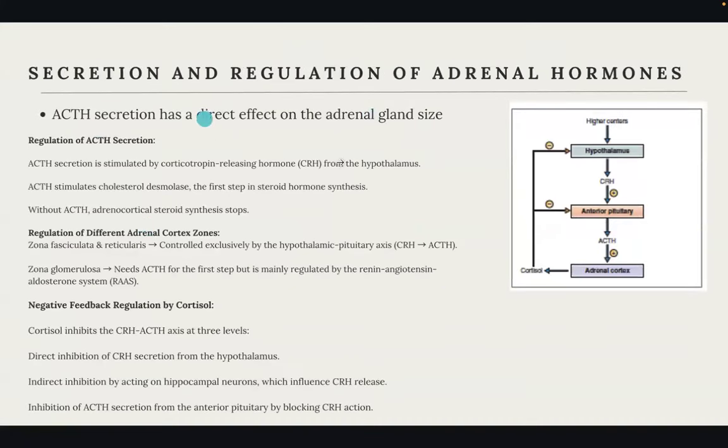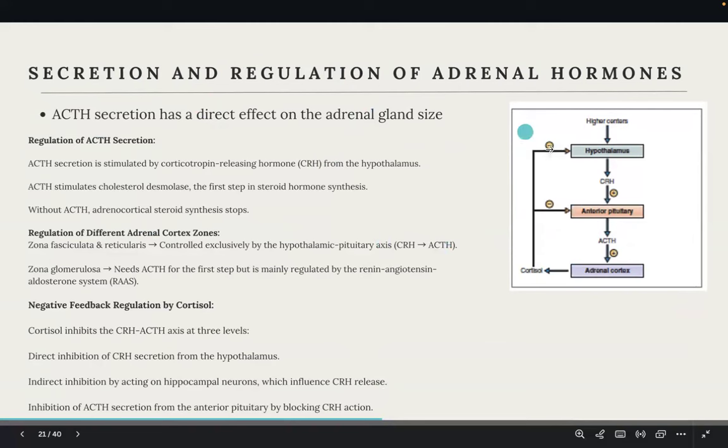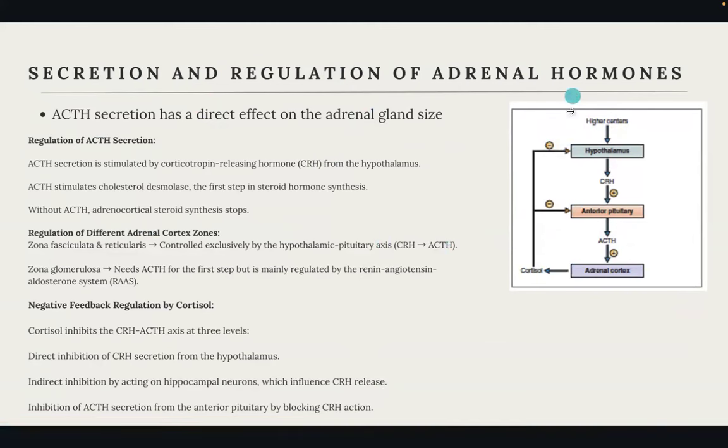Now, what about the regulation of the hormone? And this is super important. First of all, let's use this graph. Let's not go through all the words. First of all, you have the higher centers, whatever it may be. You don't have to worry about it. You have the hypothalamus. Hypothalamus releases CRH. CRH acts on the anterior pituitary and then gives me ACTH to act on my adrenal cortex. Now, the adrenal cortex will be pumping out my cortisol, my aldosterone, my DHEA.